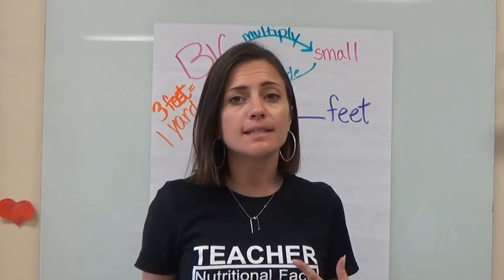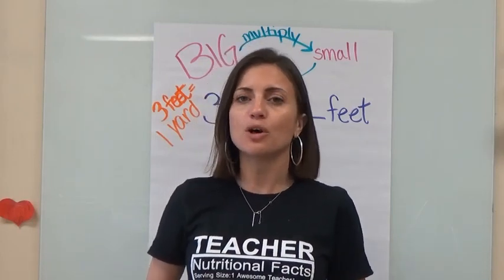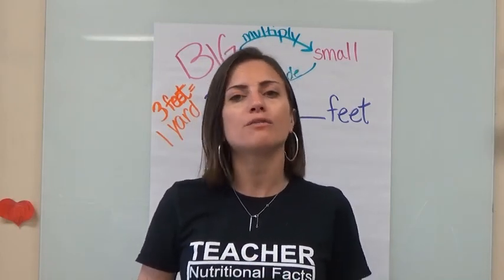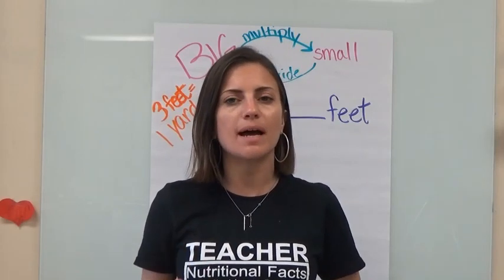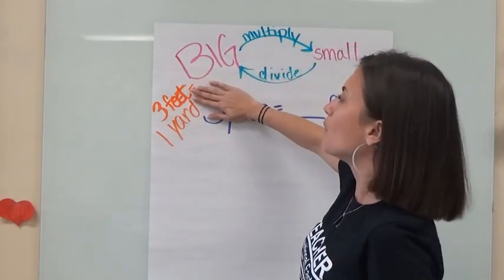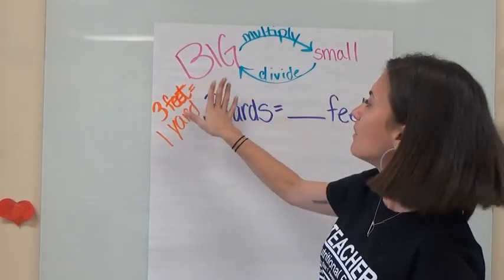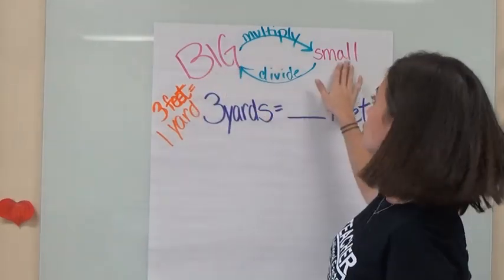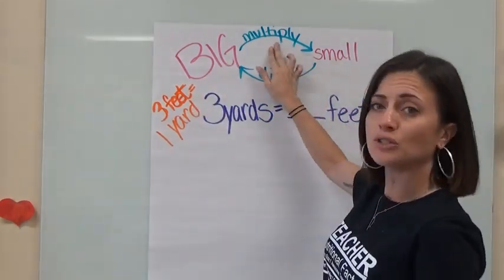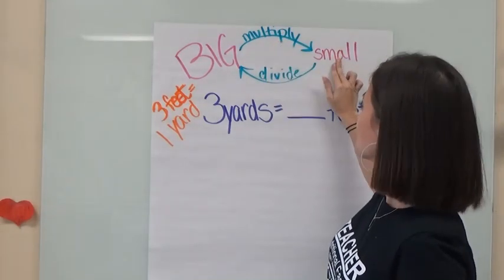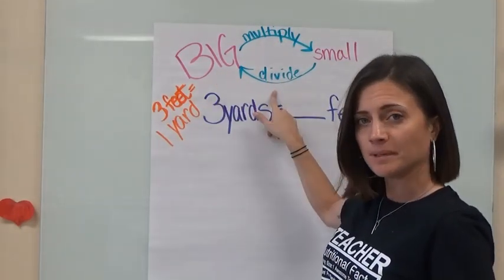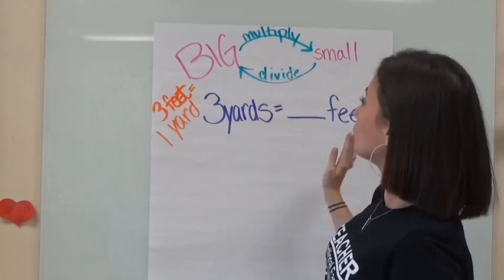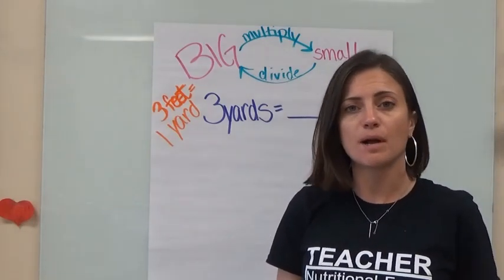Alright, so now that you've reviewed what we just did, let's use those tricks and strategies to help us practice a couple examples. Now the first thing I want you to always do when you are solving a conversion problem like this is write down your reminder of how we're going to solve it. So I wrote down at the top of my page, if I'm going from a big unit to a small unit, I'm going to multiply. If I'm going from a small unit to a big unit, I'm going to divide.